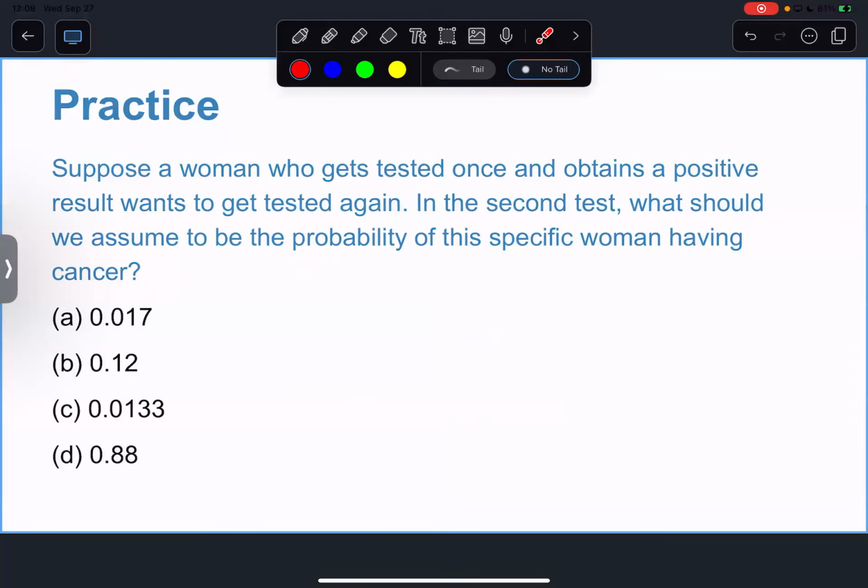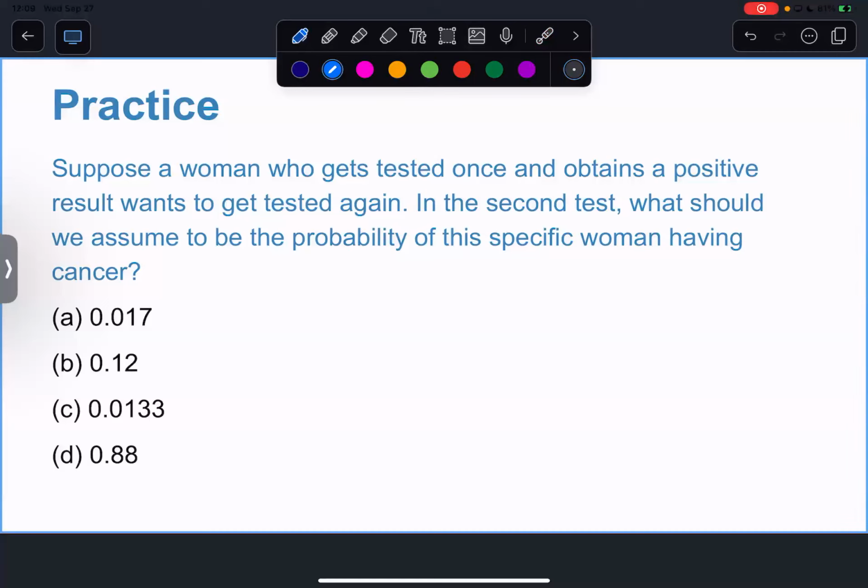Suppose a woman who gets tested once and obtains a positive result wants to get tested again. In the second test, what should we assume to be the probability of this specific woman having cancer? So now, this is what? This feels like the question we just answered. It's just worded differently, and it is, right? And so let's break it down.